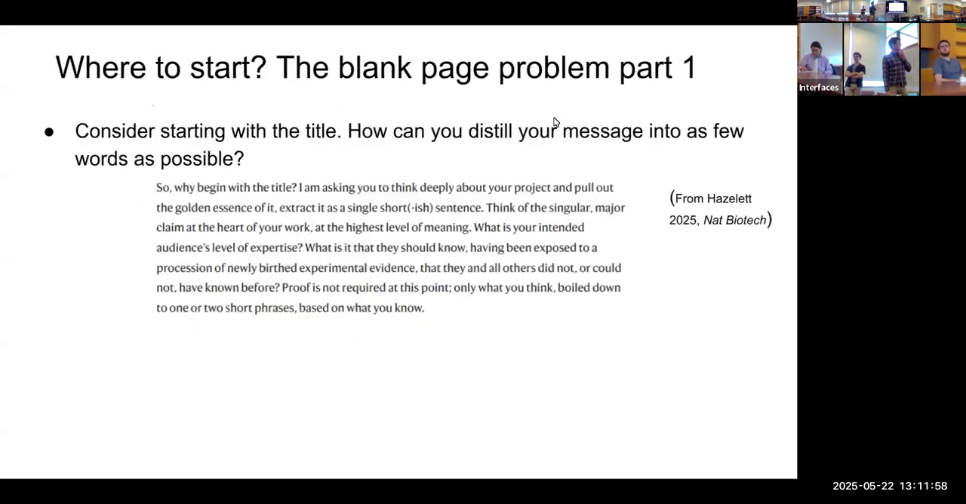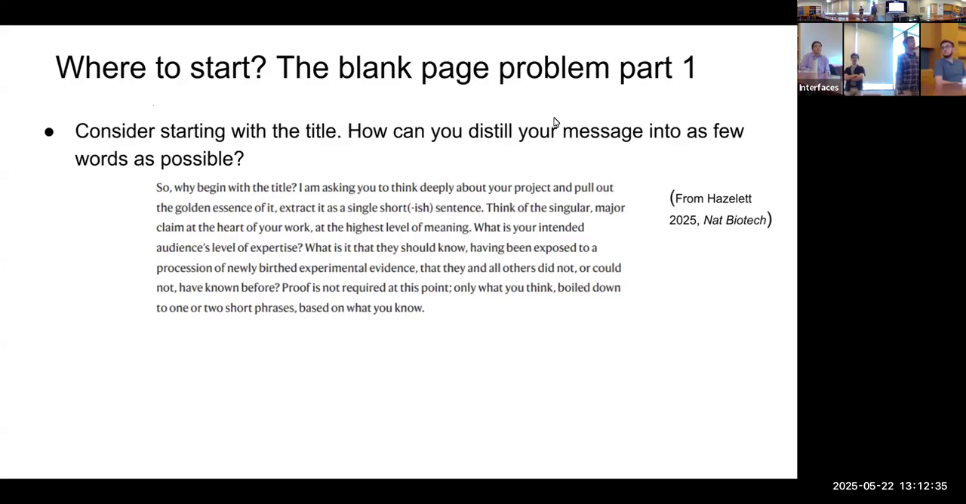So where to actually start writing, I guess, once you have some ideas down, you have some results, even maybe. One possible strategy, which might not be super viewable here, is starting with the title. And this came from this perspective that I pointed to. He wrote here, why begin with the title? I'm asking you to think deeply about your project and pull out the golden essence of it, extract it as a single short-ish sentence. Not all titles are short, but ideally, shorter is better. Think of the singular major claim at the heart of the work, at the highest level of meaning.